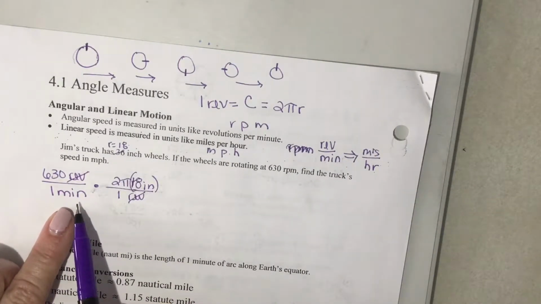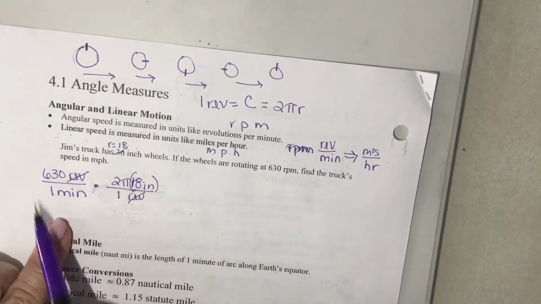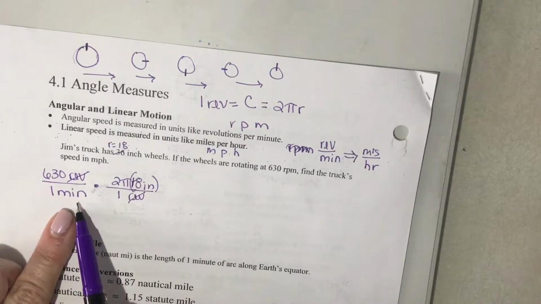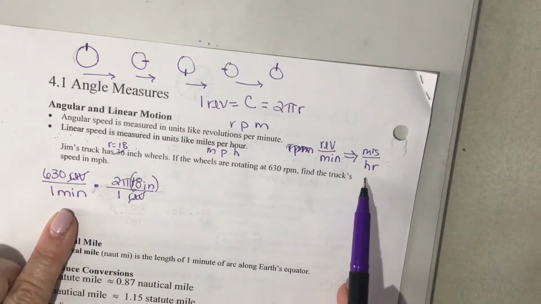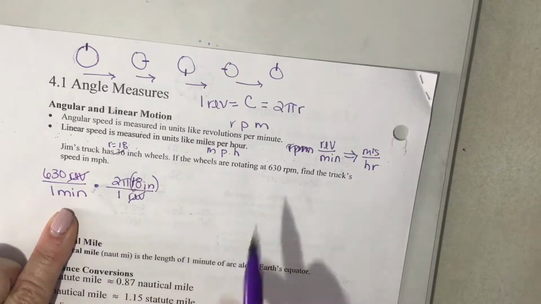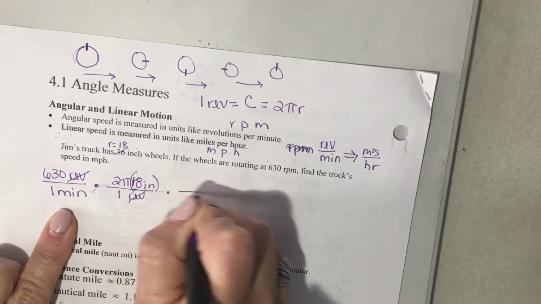Now let's look at minutes. I'm just sticking with this first fraction, this first proportion here. So I want to go to minutes. I know I want to end up in hours, correct? So I need minutes to be gone. So are minutes going to be in the numerator or denominator?